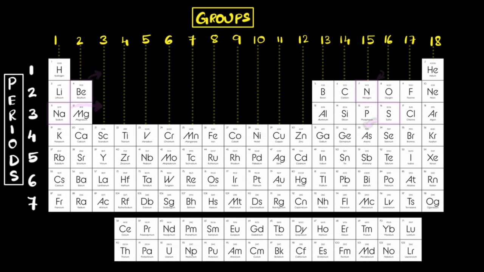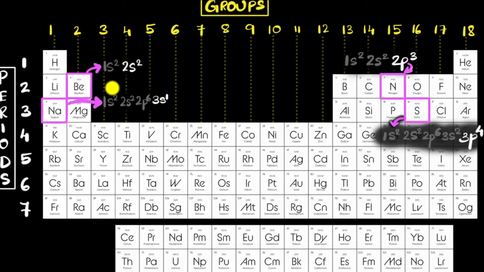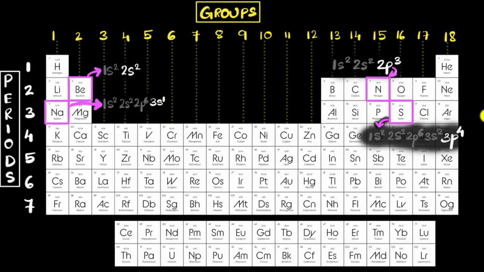So let's quickly look at some examples. If you look at the electronic configuration of beryllium, don't focus on anything else. Just look at the highest shell. It's 2 because it's in the second period. Look at nitrogen, highest shell, 2. It's in the second period. Look at sodium, as we said, 3, third period. Look at sulfur. Don't look at anything else, but the highest shell is 3. It's in the third period.